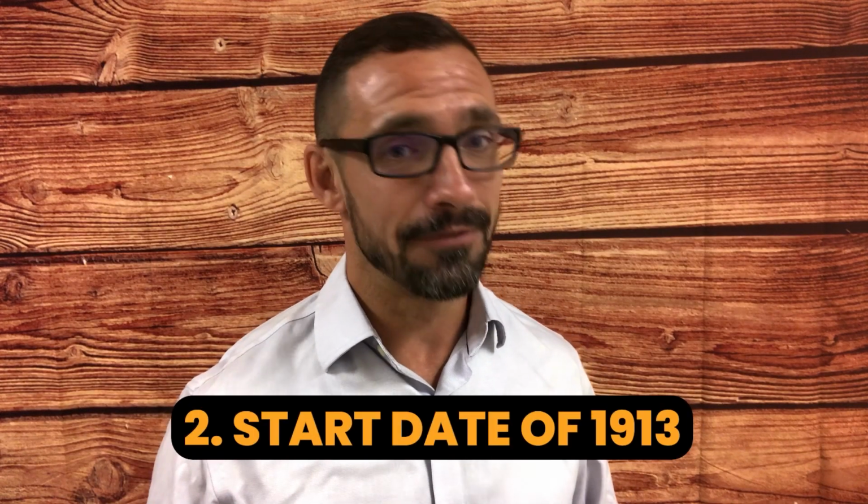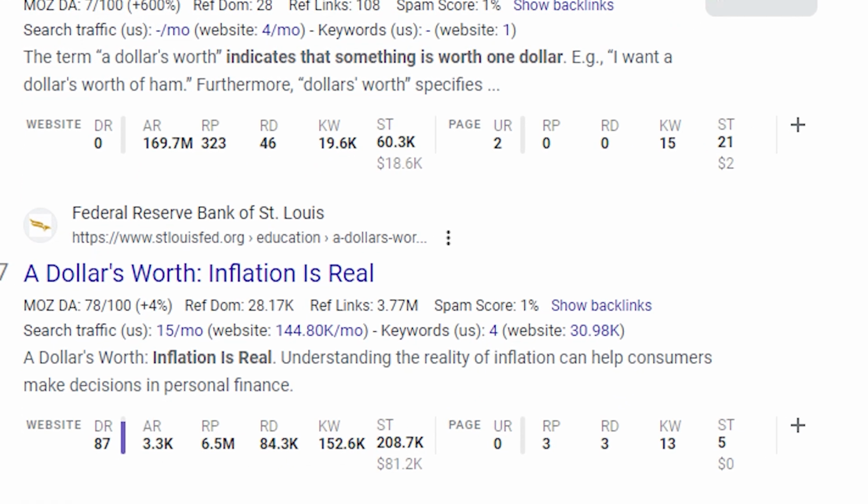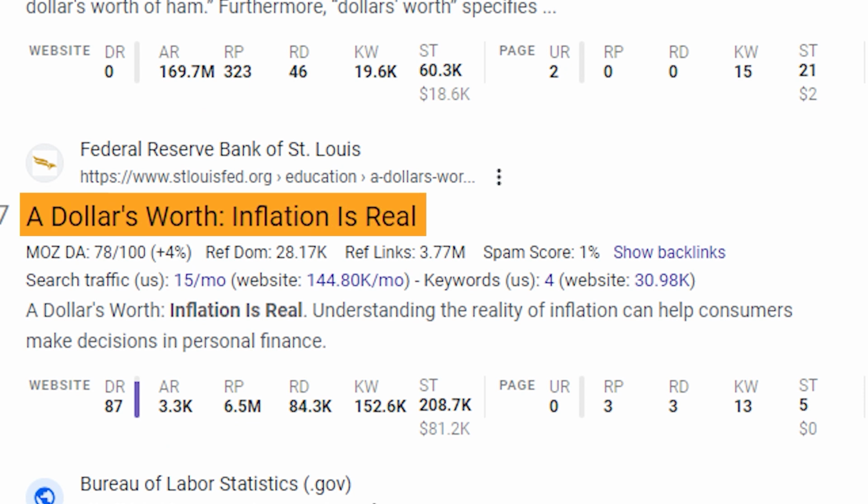That's pretty ridiculous. The second thing was the start date of 1913, which is the same year the Federal Reserve was created. Coincidence? I think not. More on that in just a moment. We also had more inflation calculators and articles about the fluctuating value of the US dollar. And the funniest one is a result from the Federal Reserve titled, "A Dollar's Worth, Inflation is Real." Now, that is funny. We aren't going to go down the rabbit hole of the Federal Reserve too much in this video, but I at least want to bring it into context for you if you're unaware.